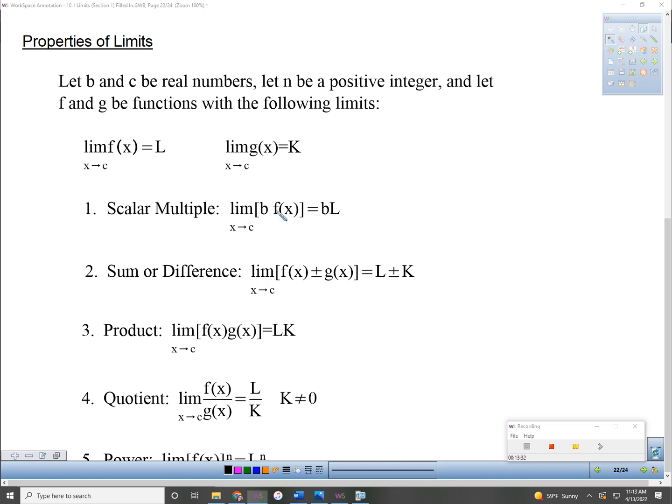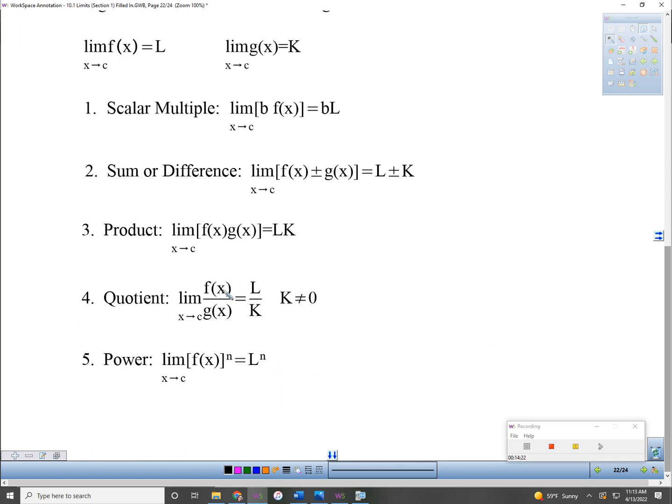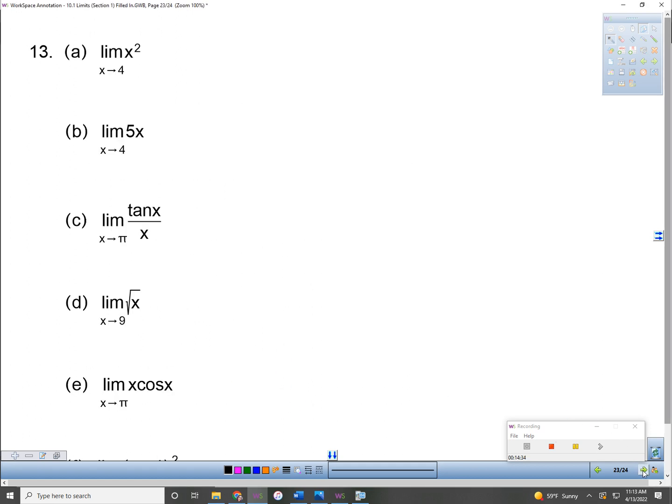Sum or difference, you can take the limit of one function, the limit of another function, and just add those together. All right, multiplying, I can take the limit of one function times the limit of the other function. Quotient, same thing. You can take the limit of one function divided by the limit of the other function. Just make sure that the bottom limit does not equal 0. And for the power, I would just take whatever the limit is of my function and raise that to the power. So those are just some properties.